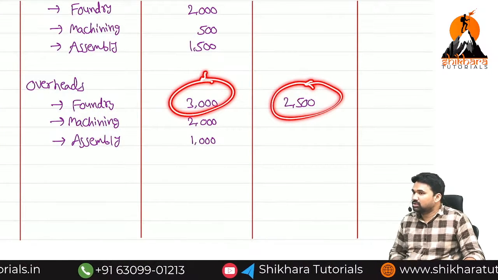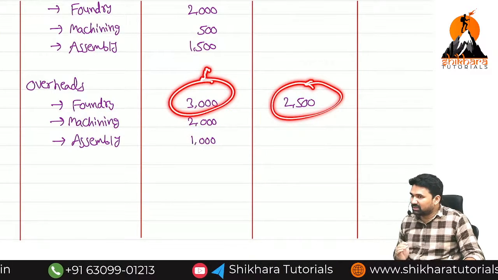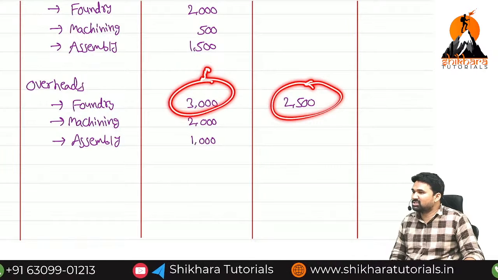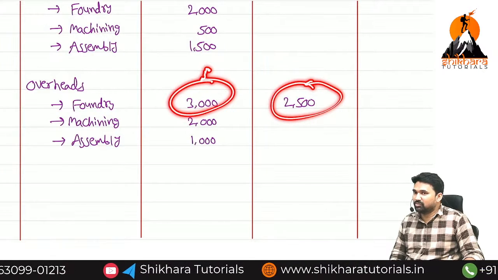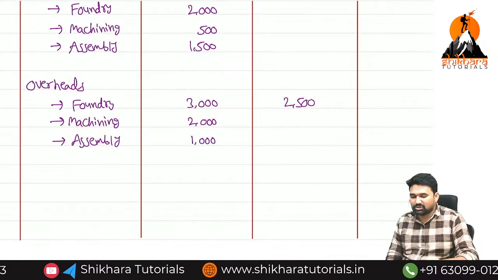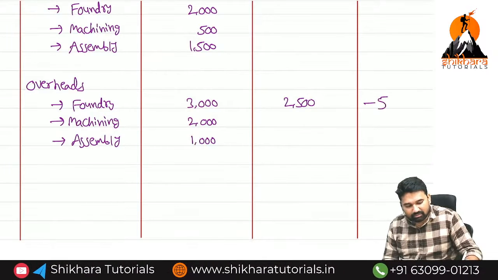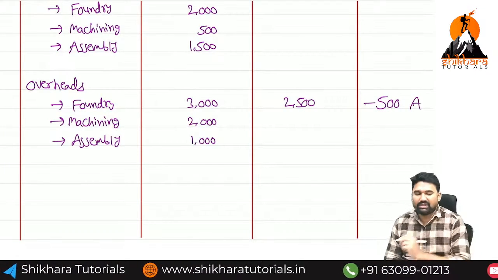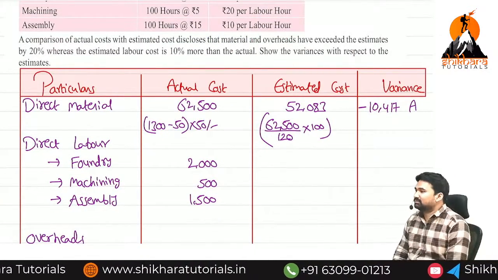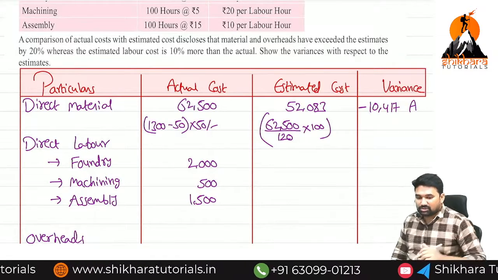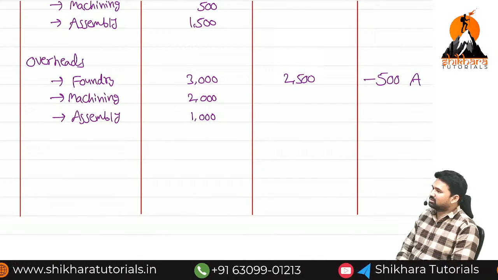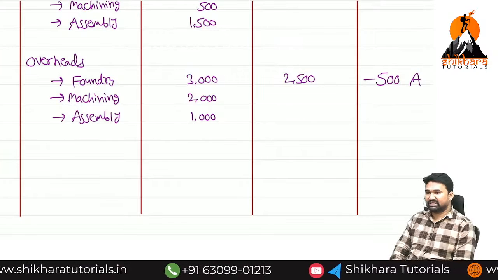It means you crossed the limit. You are within the limit. You crossed the limit. Crossed the limit means positive or negative? Negative. Negative means A. How much negative? 500 negative. That is why we have to write minus 500. How have we written here? Minus 10,417 A. Clear? So now tell me the answer for machining. Machining also same, 20% exceeded. Tell me the answer.